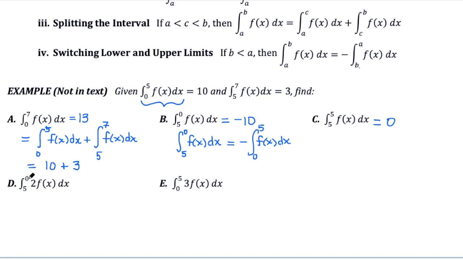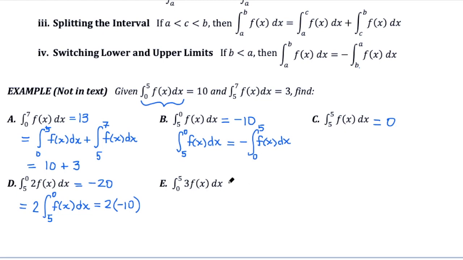Letter D is an example where I've got a constant multiplying a function, and the rule above says that we are allowed to take that constant in front of the integral. I have already calculated this integral, 5 to 0, in letter B, and found it was negative 10. So my final answer here will be 2 times negative 10, which is negative 20.